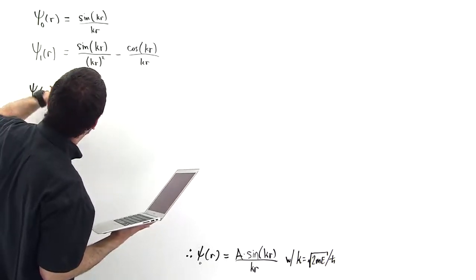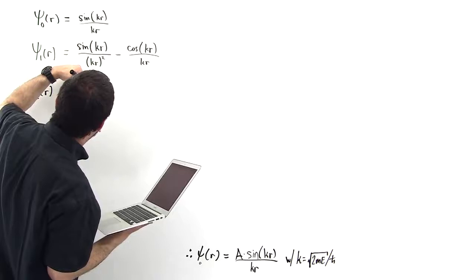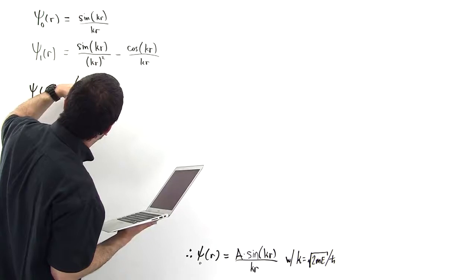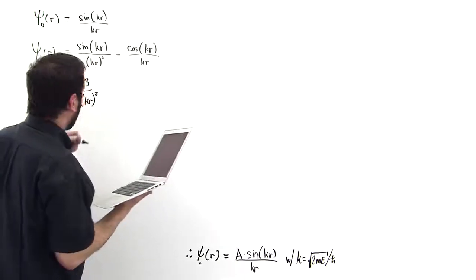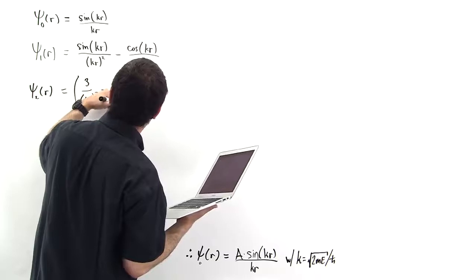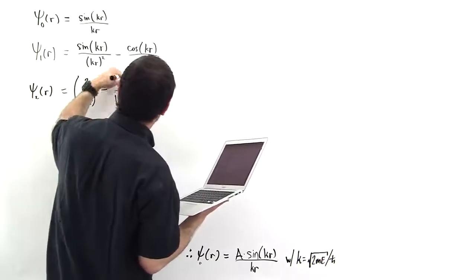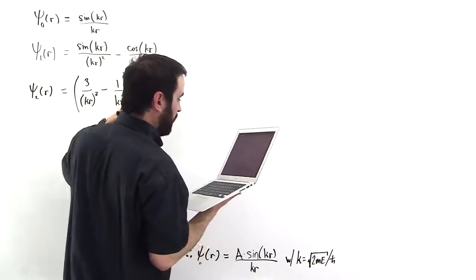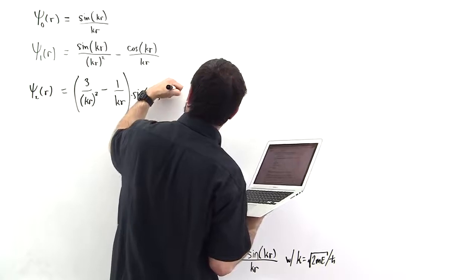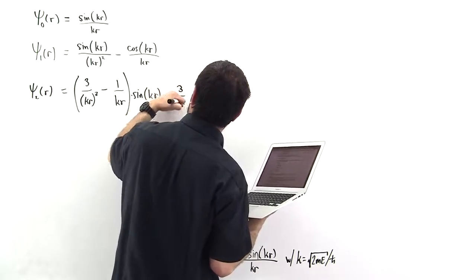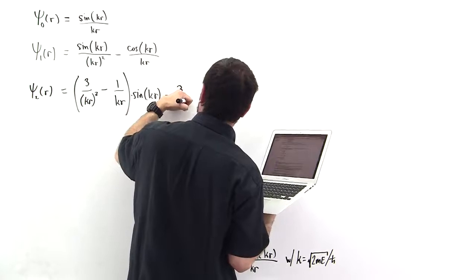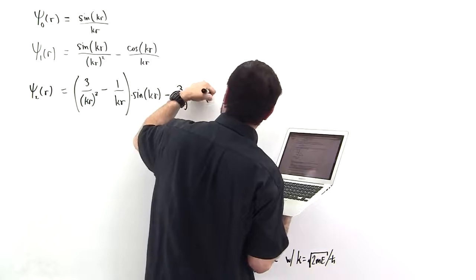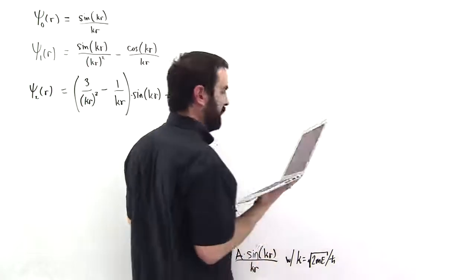Because we have the KR going on, 3 over KR cubed minus 1 over KR times the sine of KR, minus 3 over KR squared times the cosine of KR, like this.